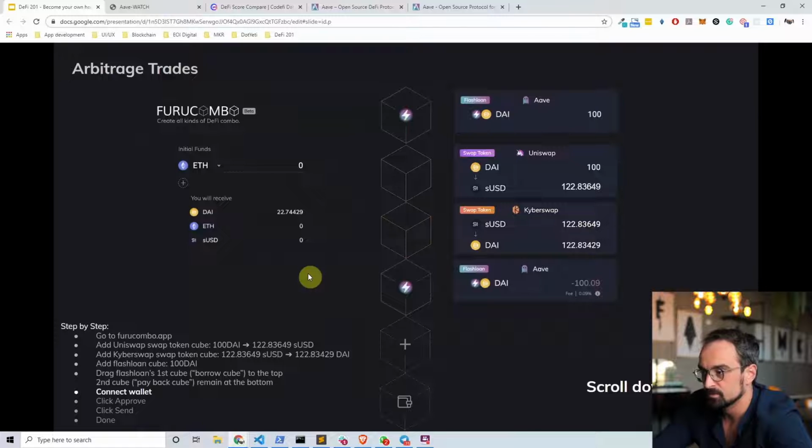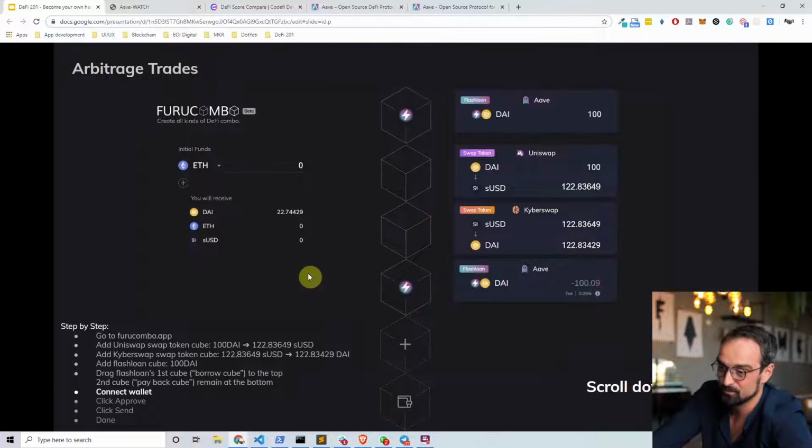Here we go. So we have 100 DAI. We actually go to Uniswap with the 100 DAI. We buy the SUSD. We take the SUSD, we sell it back for DAI, and we repay back our flash loan, and we have a profit of 22.75 DAI. Amazing, congratulations, and you did your first arbitrage opportunity.